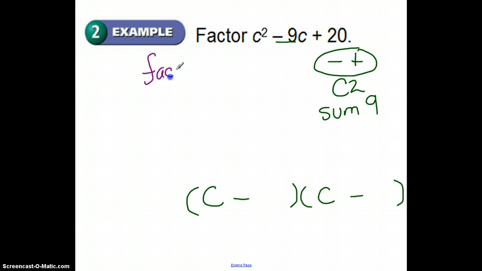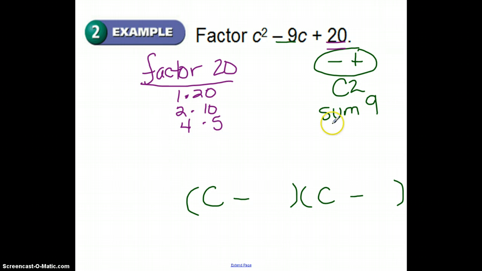And I need to factor 20, my last number down here, which means 1 and 20, 2 and 10, and 4 and 5. So I want to find the one that's going to give me a sum of 9, which 4 and 5 would give me. So 4 and 5 are going to go in this spot. Again, multiply them out if you're not sure about it.